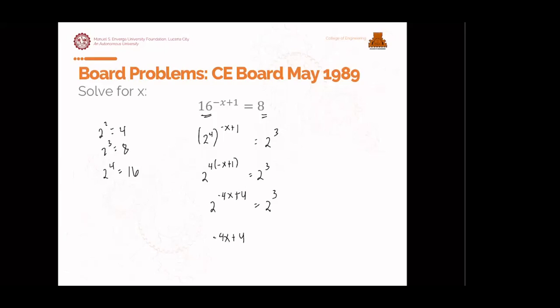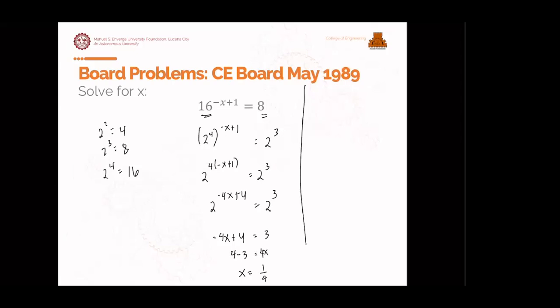Negative 4x plus 4 is equals to 3. And then, i-simplify lang natin, magiging 4 minus 3 is equals to x, or x is equals to, may 4 to. X is equals to 1/4. Okay? So, is this our answer? Let us check, no? Let us check kung yan talaga yung answer natin.